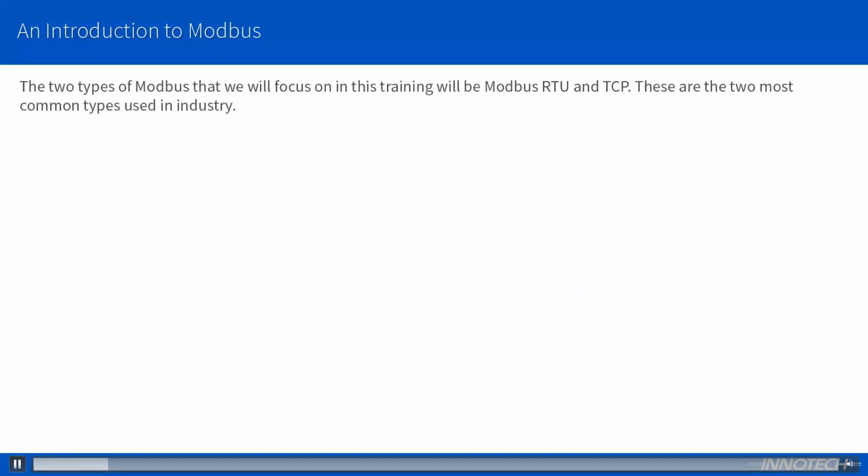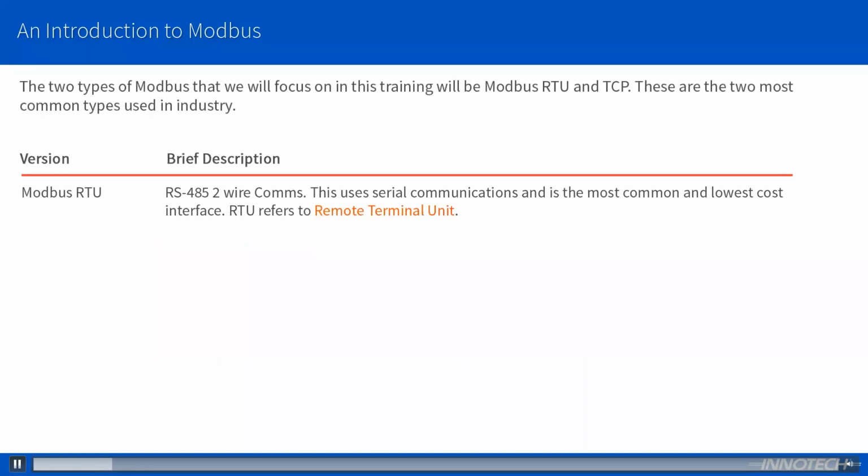There are two main types of transports that are used with Modbus. Remote terminal unit, or RTU, is the most common method to connect devices due to its lower cost RS-485 connection topology. Modbus TCP is also used in the industry and allows a Modbus protocol to utilize the Ethernet network as a transport. Note that this uses IP port 502 to guide the Modbus traffic around the local area network.